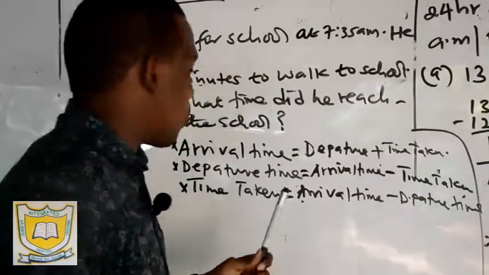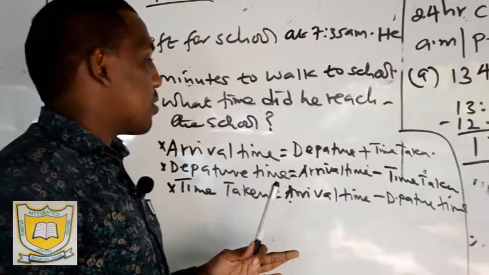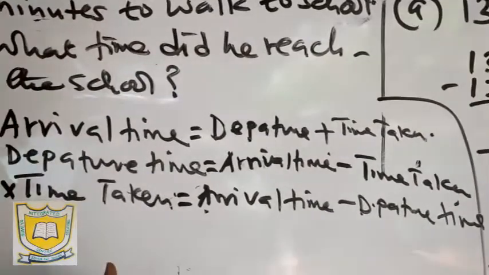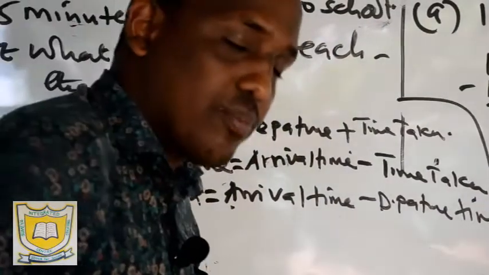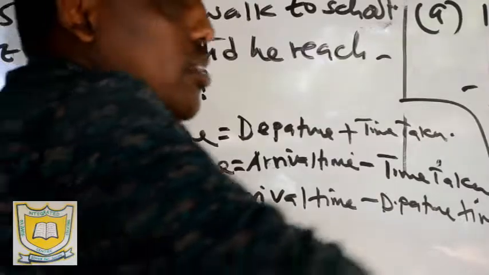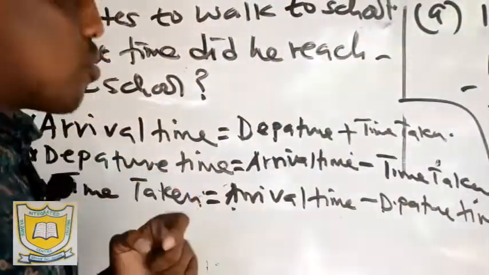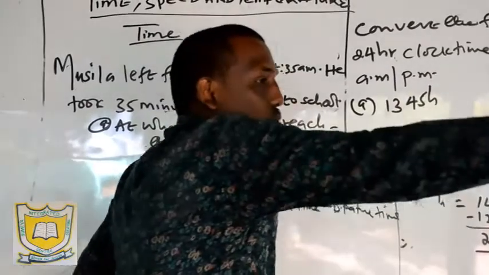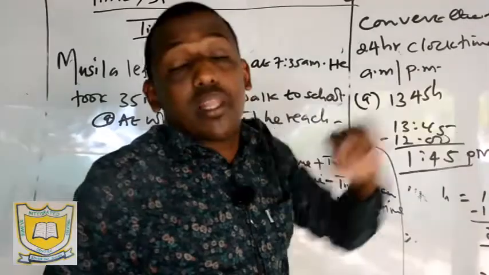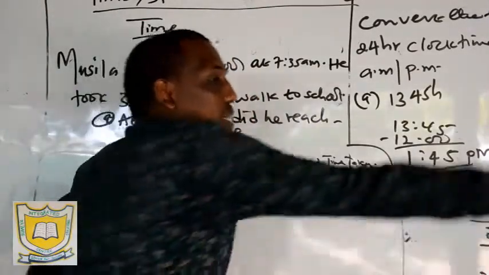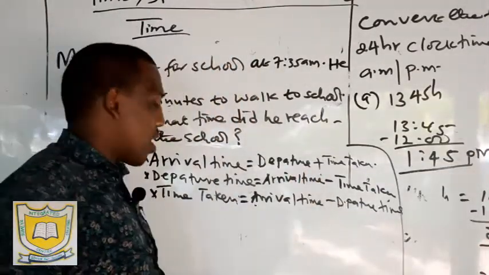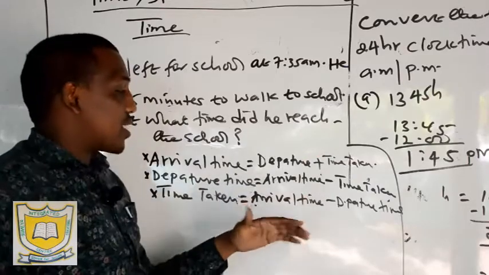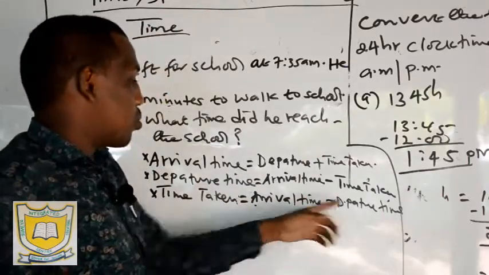These formulas are very important. For example, I started my journey at 7 a.m. and the time I took was 30 minutes. At what time will I arrive? 7 plus 30 minutes is 7:30. That's why we added. The other two are subtractions, and arrival time is more than the other two.